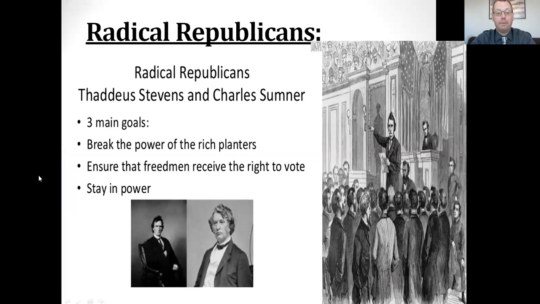Well, the radical Republicans, as you can see, Thaddeus Stevens, Charles Sumner, their goal is to just destroy the old ways of the South. These rich white planters should not have the kind of control they did before the war. We want to make sure that freedmen, yeah, they're free, but are we protecting their rights? And also, by doing this, the Republicans would stay in power.